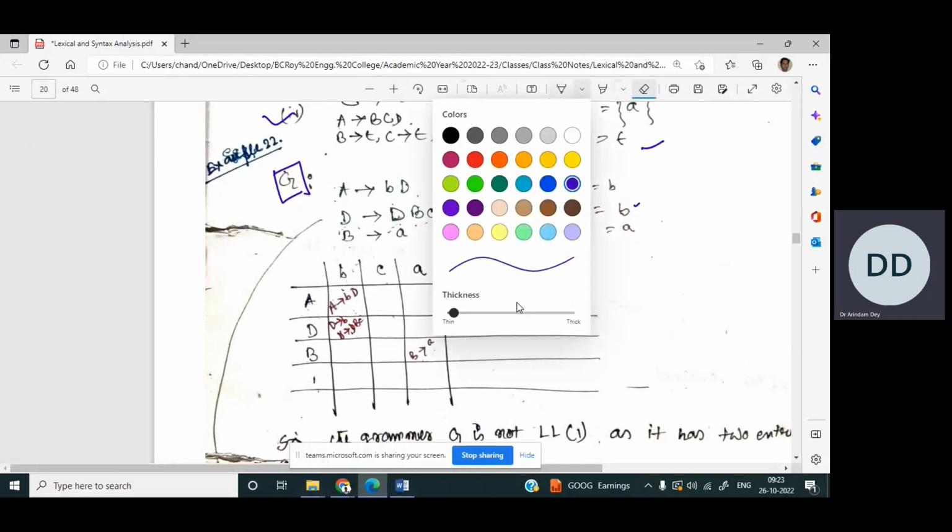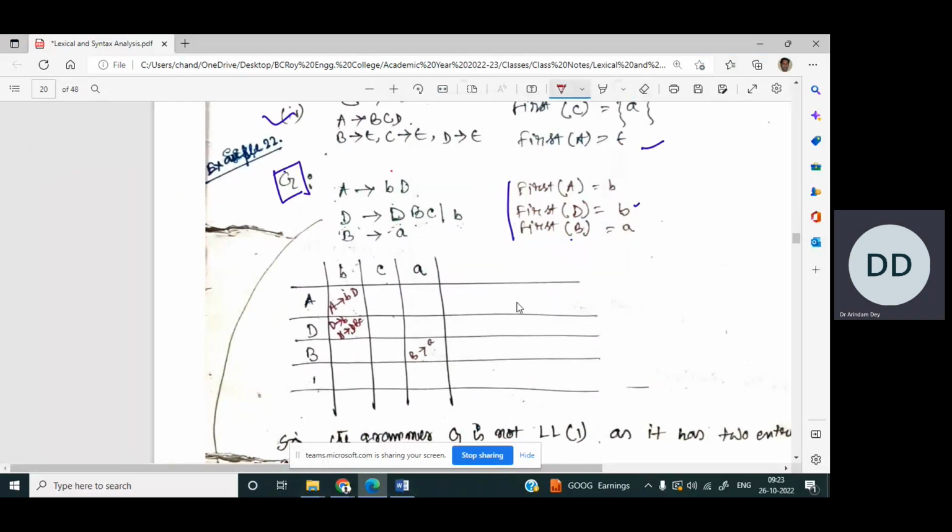So what is the left recursion part in the grammar? In the second production, the D is generating DBC. So the D appears here in the left portion of the production rule, that is called the left recursion in the grammar. Now I said last time that we cannot proceed with a grammar having left recursion. Now we will look at what problems it creates if a grammar has left recursion, right?